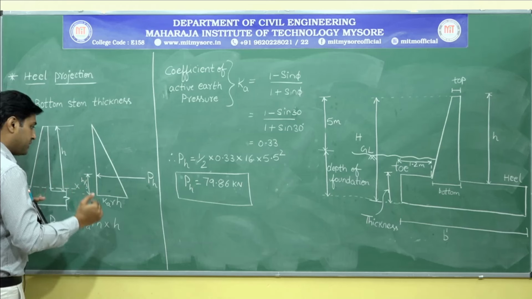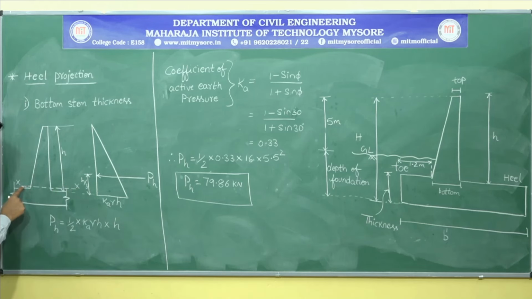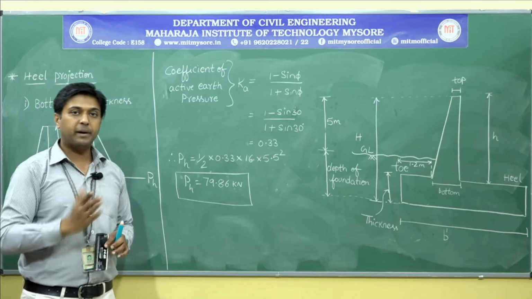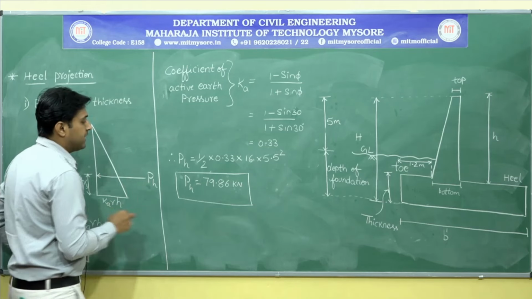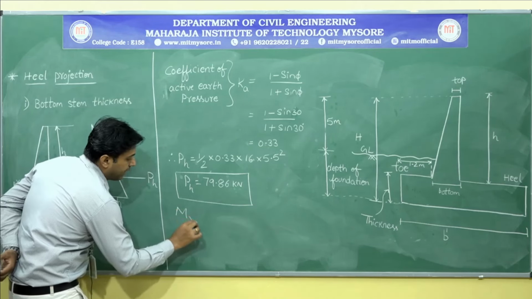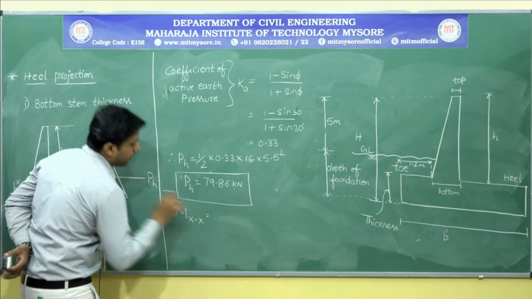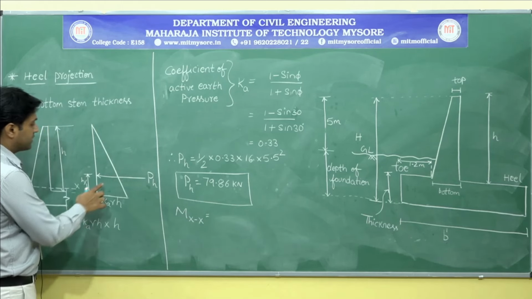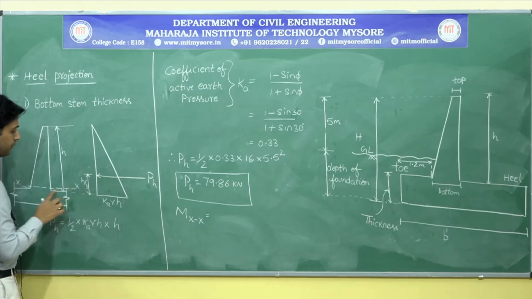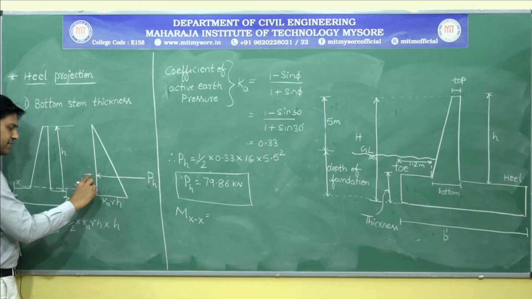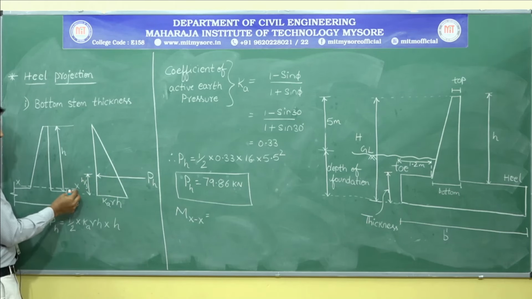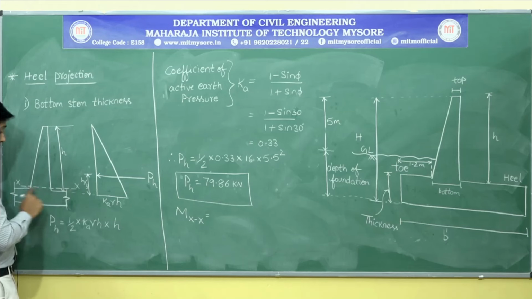So now let me check the moment about this particular point. What is the formula to calculate the moment? Force into perpendicular distance. So first let me calculate the moment about the x-x axis. It is nothing but force into perpendicular distance about the x-x axis. It is h by 3. Don't think that the x-x axis is a little bit upper and the axis that you have taken is over here.